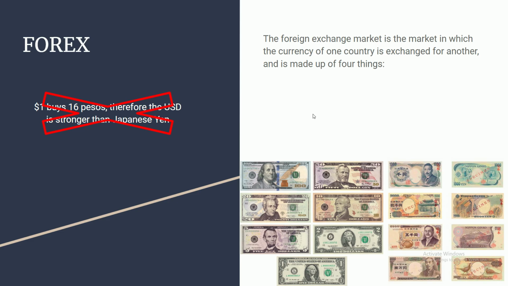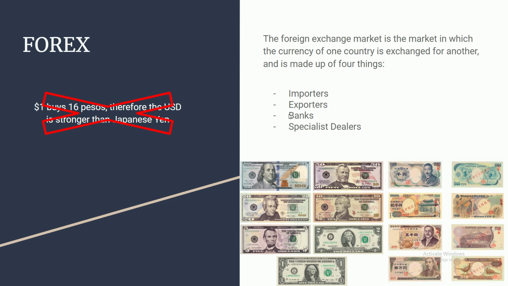Next, we will look at the foreign exchange market, or Forex. The foreign exchange market is the market in which the currency of one country is exchanged for another and is made up of importers, exporters, banks, and specialist dealers. To start, here's some general information you'll want to know.